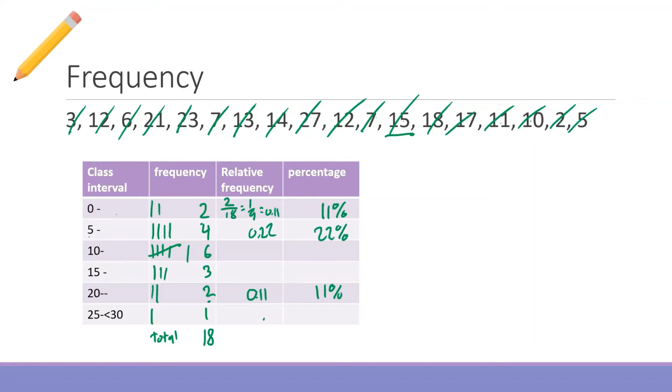6 divided by 18 looks like it's going to be a third, so 0.33, which is 33%. 3 is going to be ugly, but it's going to be 0.16 recurring, so 17%. And then the last one, 1 divided by 18, is going to be 0.055, which is going to be 6%. Then that gives us our relative frequencies. Each of those is just divided by 18, and then I put that into my calculator.